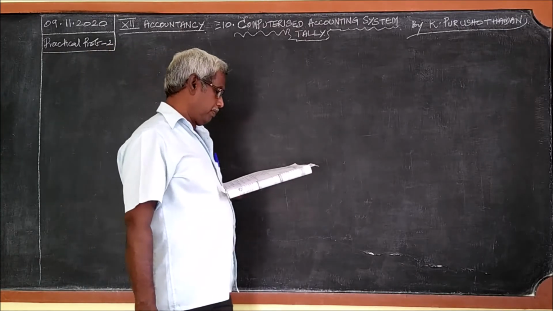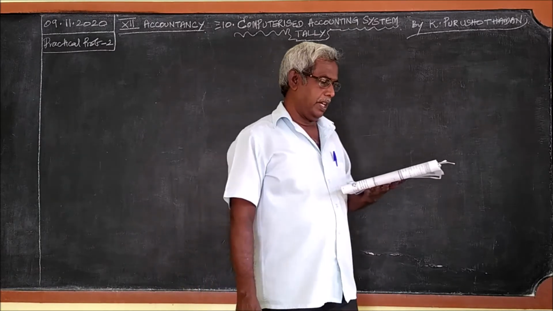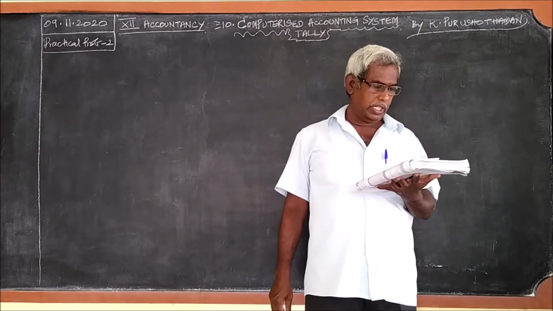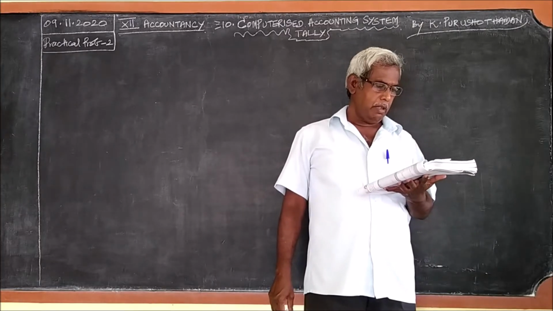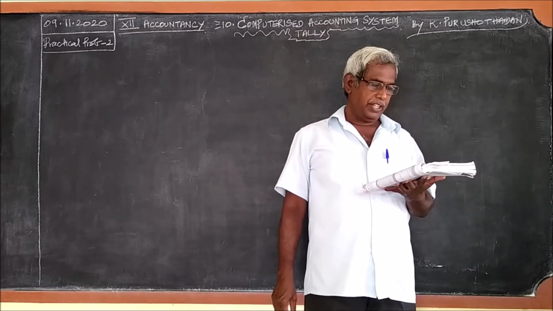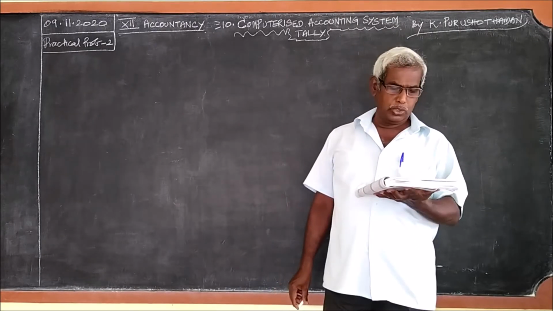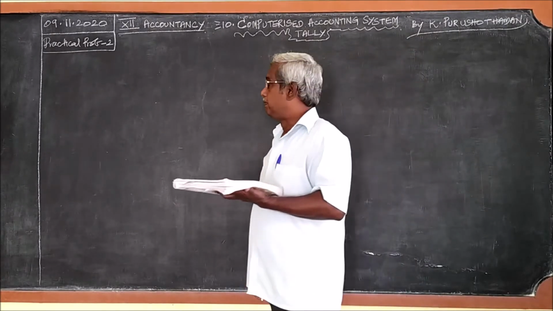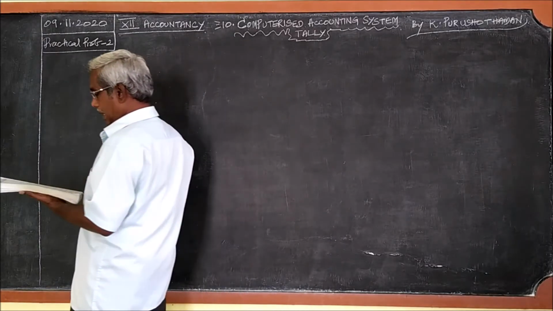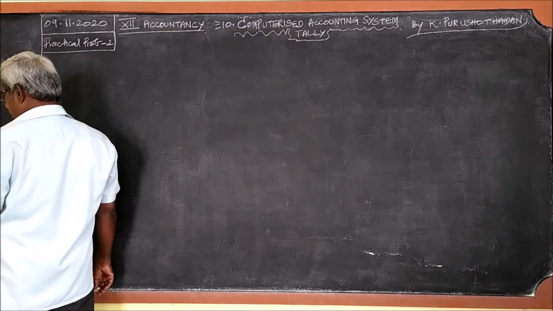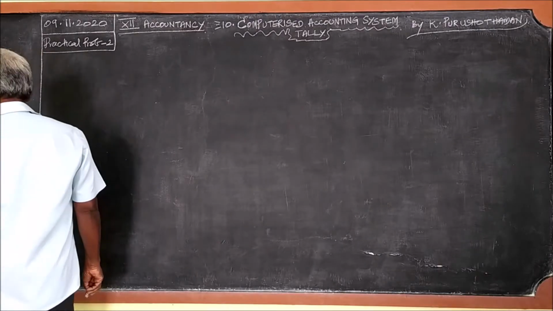You are required to prepare trading and profit and loss account for the year ended 31/3/2019 and a balance sheet as on the date using Tally. So we should prepare and show. For that, what are the steps to be followed?